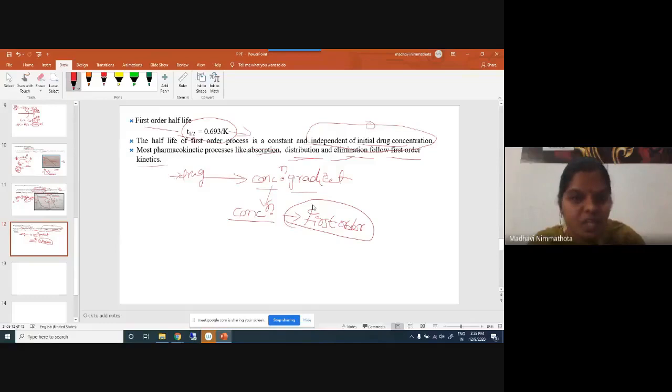So just now I told you about only zero order and first order. These two only. You have to learn the derivations for order of reaction and half-life. So these two are rate process and order of reaction, which are mentioned in your syllabus. So this is about first order and zero order.